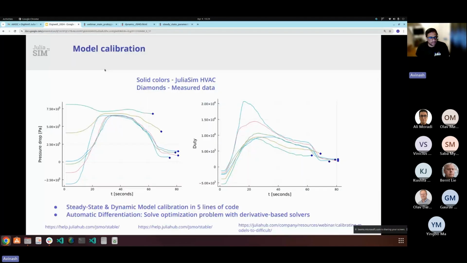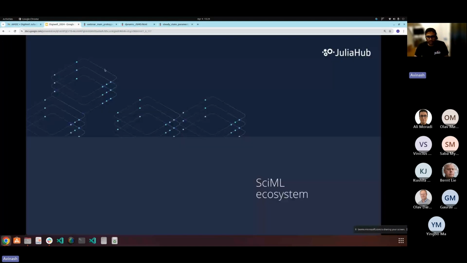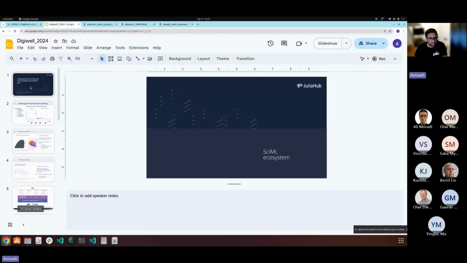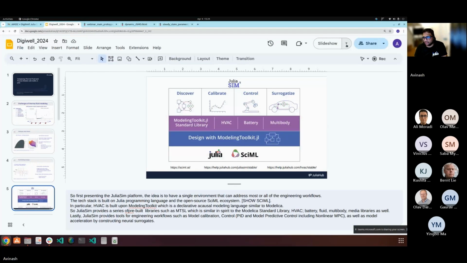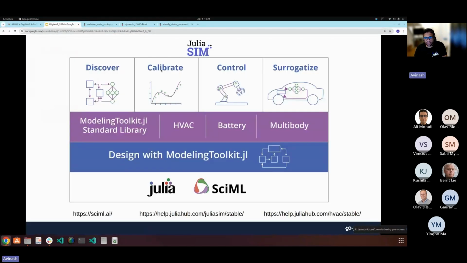But then discussing a little bit about the ecosystem. The idea is you can compose any Julia packages. So you can compose HVAC and battery. We have some examples of battery thermal modeling. For instance, for an electric car, the battery is cooled with a chiller that is integrated with the HVAC system. So you can combine these two models seamlessly out of the box.